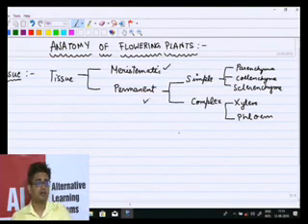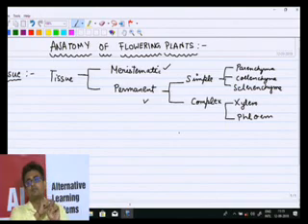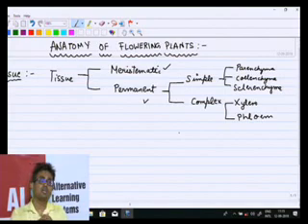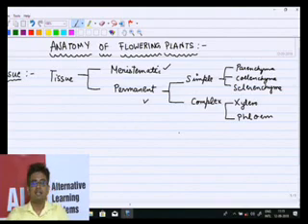Meristematic tissue, on the basis of origin, is of primary meristem or secondary meristem. On the basis of position, it is of three types. What are those three types? Do you remember? Apical meristem, lateral meristem and intercalary meristem.